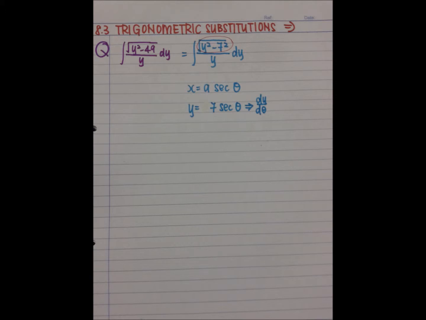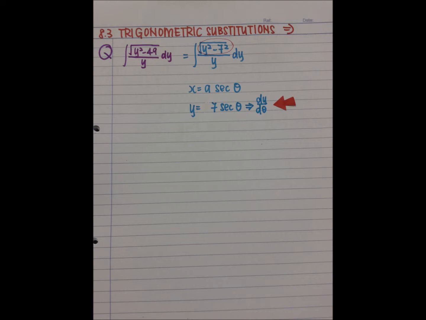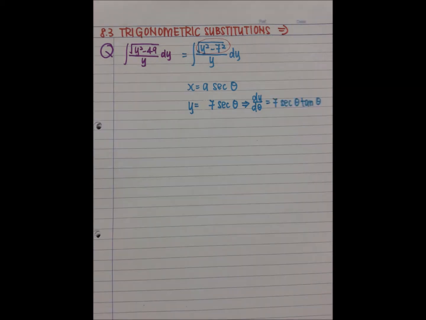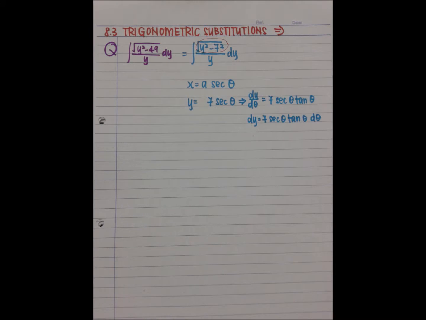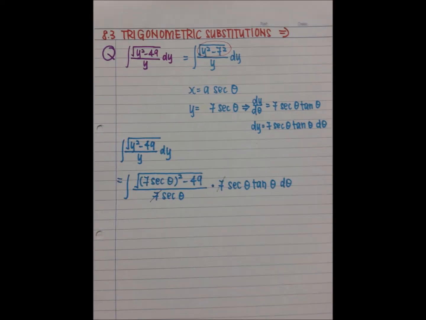Next, we differentiate y equals 7 secant theta, because when we substitute the trigonometric function, the equation will be in terms of theta, and we'll have to integrate it with respect to theta. So the differentiation is 7 secant theta tangent theta, where dy equals 7 secant theta tangent theta d theta. Now that we have y and dy in terms of theta, we substitute the values into the equation, and we simplify it.